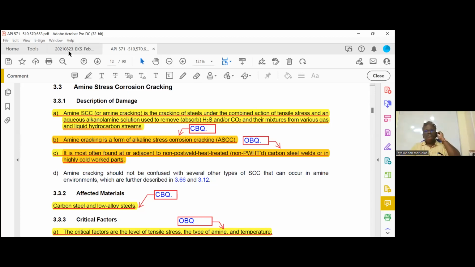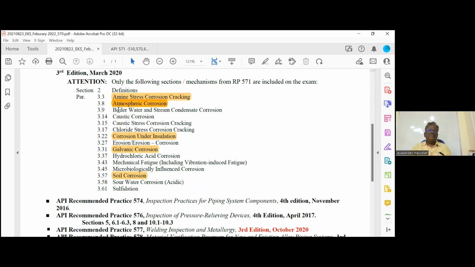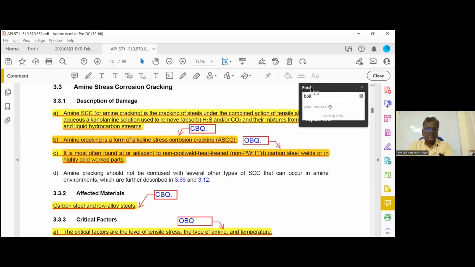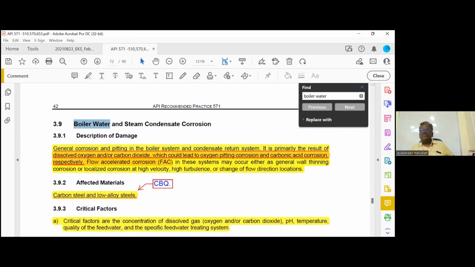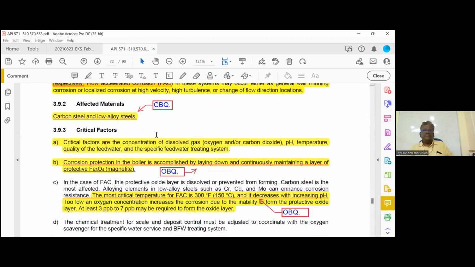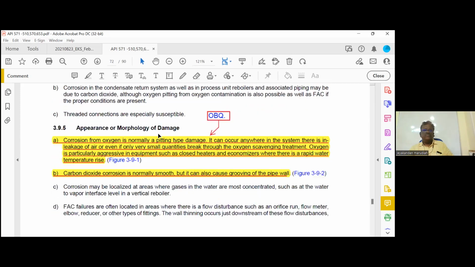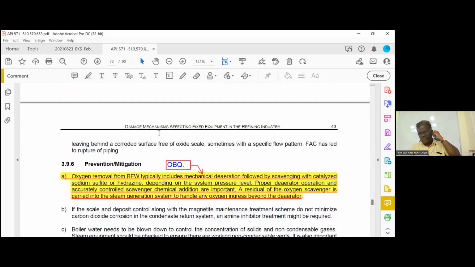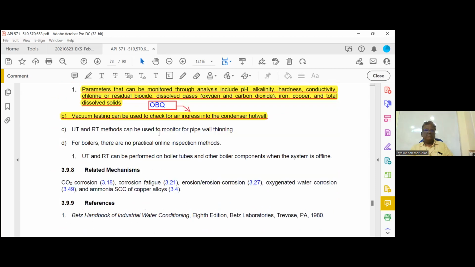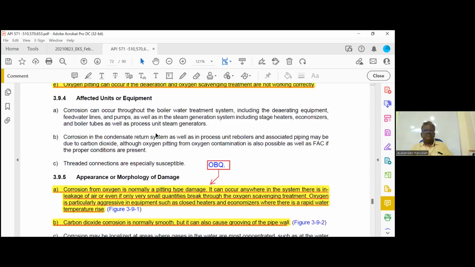So next one, we'll go continuously: boiler water condensate corrosion. Page number 42. Okay. So a small, simple damage mechanism actually.